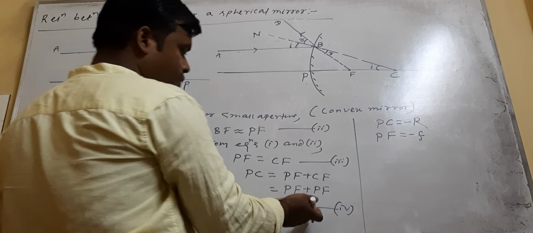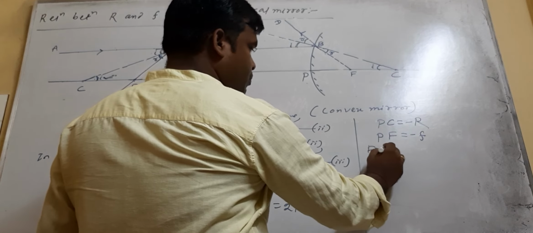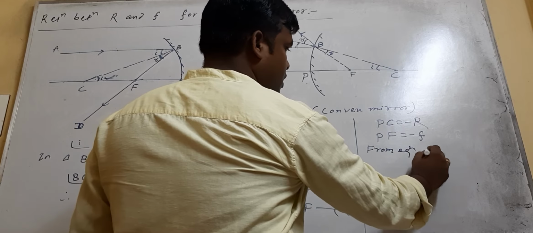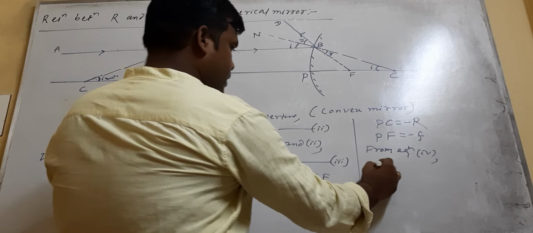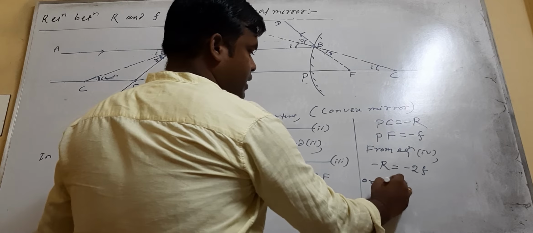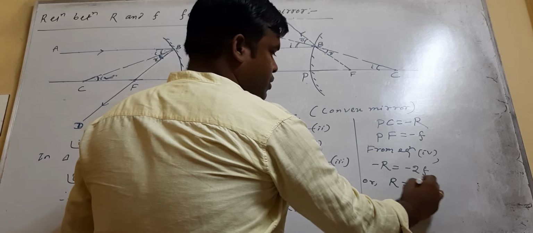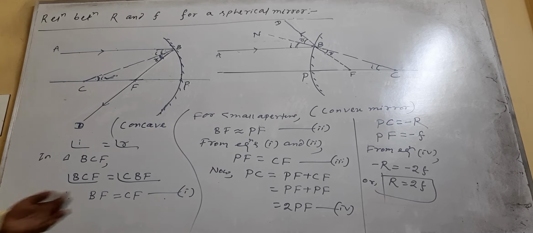So now you use these values in equation 4. In place of PC you write minus R, and it is minus 2f, so you will get R is equal to 2f. So here we have derived this relation for the concave mirror.